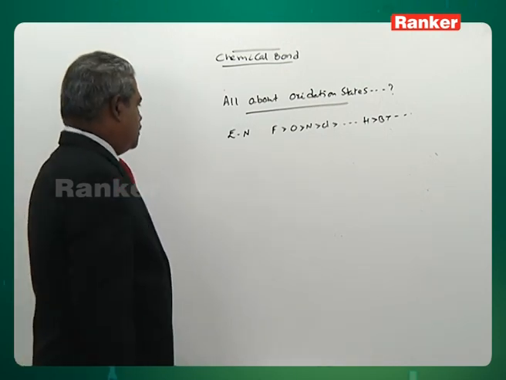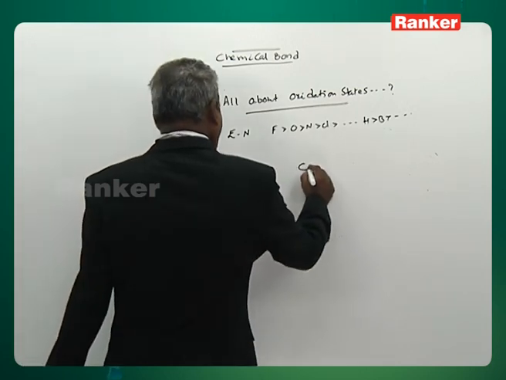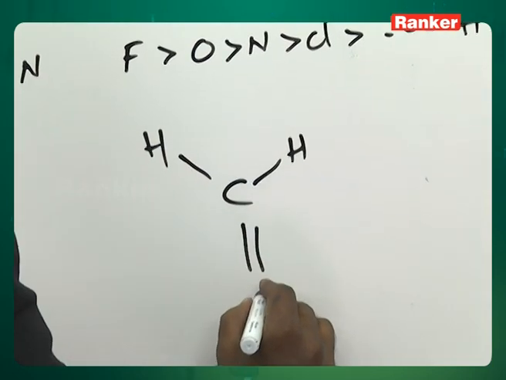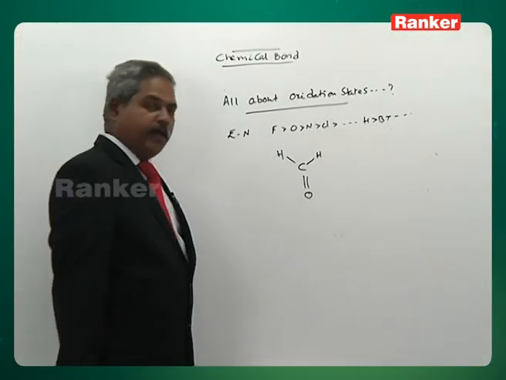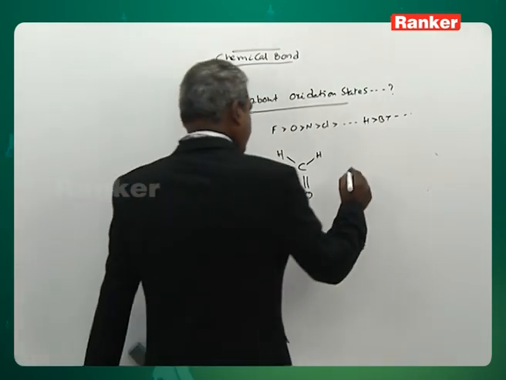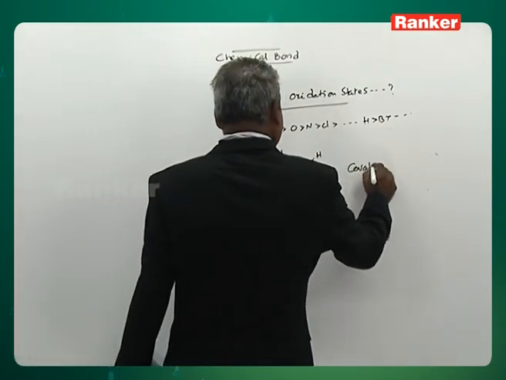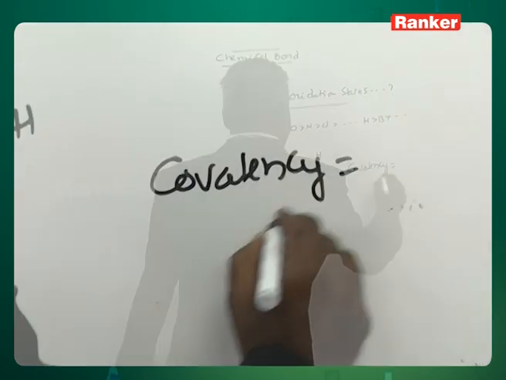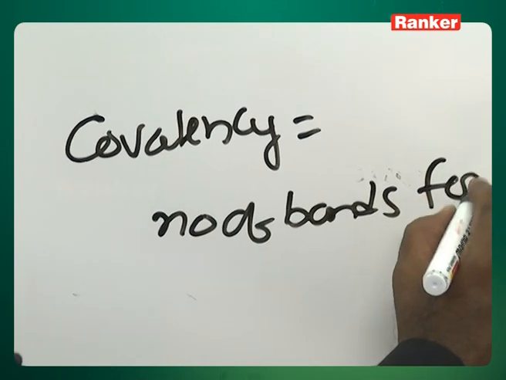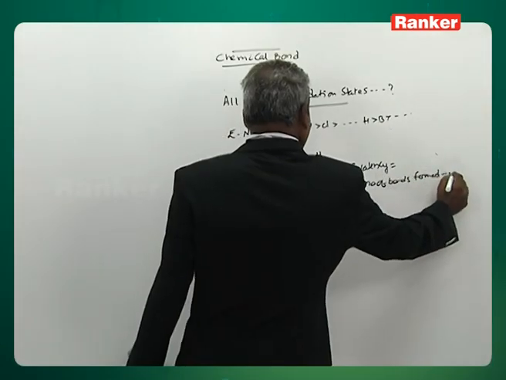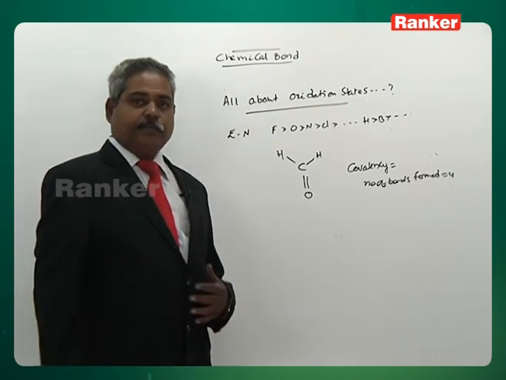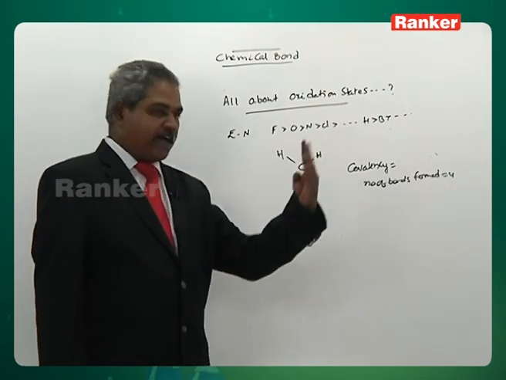Now, CH2O. What is carbon doing here? Carbon is in fact forming 4 bonds. You can say the covalency of carbon is 4. Covalency is the number of bonds formed, 4. So, carbon forming 4 bonds can be compared to carbon playing 4 matches.